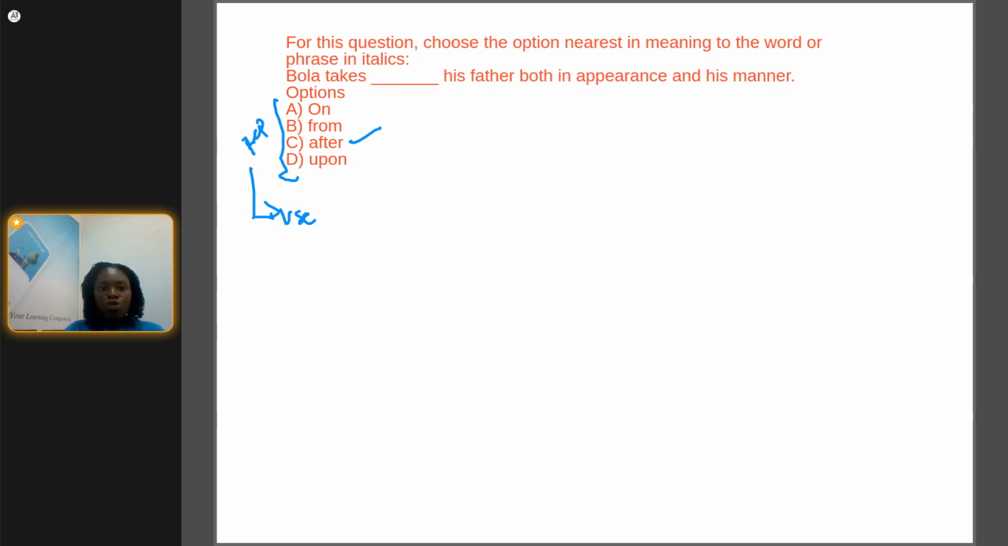But as you can see, these wrong options actually altered the meaning, because take on, take from, and take upon are different from take after. If you use these options apart from C, you would be changing the meaning of this sentence. That's what we mean by the use of correct prepositions. Sometimes when you use an incorrect preposition, it doesn't mean that the sentence is going to be wrong. It only means that the sentence is going to change meaning, which is not what we are looking for. So for this question, we find after as the most appropriate option.